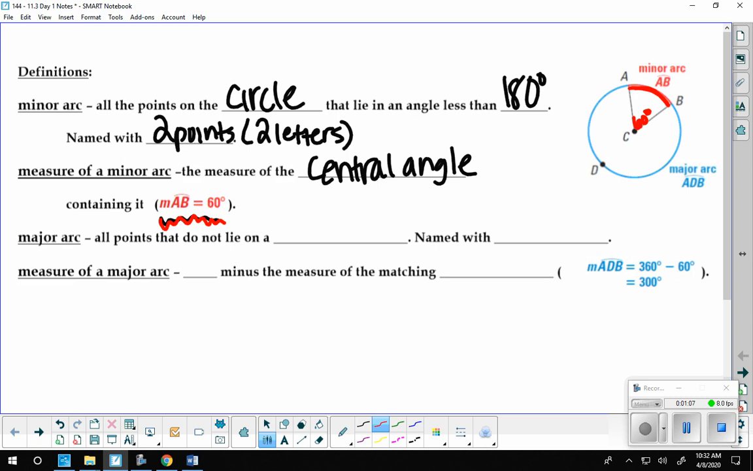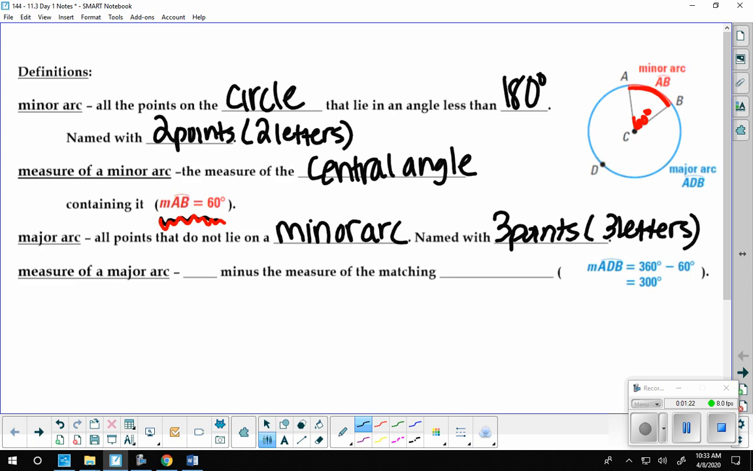Next, we have a major arc. A major arc are all the points that do not lie on a minor arc. And we name it with 3 points, meaning 3 letters. And how do we find the measure of a major arc? We take 360 minus the measure of the matching minor arc.